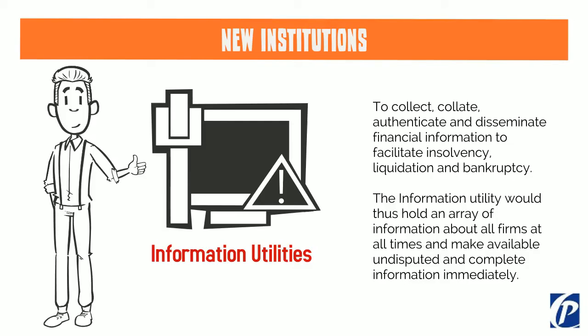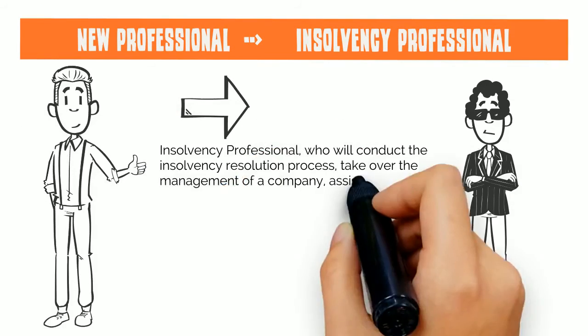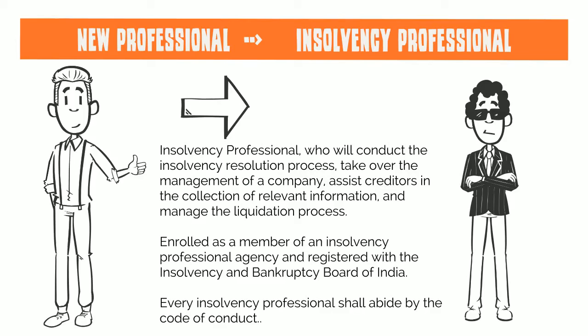The information utility would thus hold an array of information about all firms at all times and make available undisputed and complete information immediately. A new professional will become the insolvency professional, who will conduct the insolvency resolution process, take over the management of a company, assist creditors in the collection of relevant information, and manage the liquidation process. Must be enrolled as a member of an insolvency professional agency and registered with the Insolvency and Bankruptcy Board of India. Every insolvency professional shall abide by the Code of Conduct.